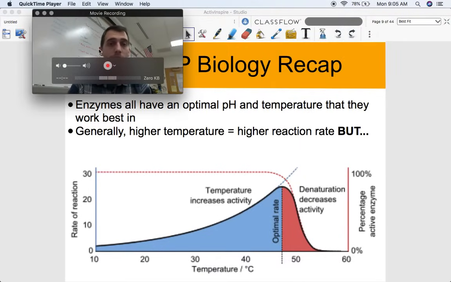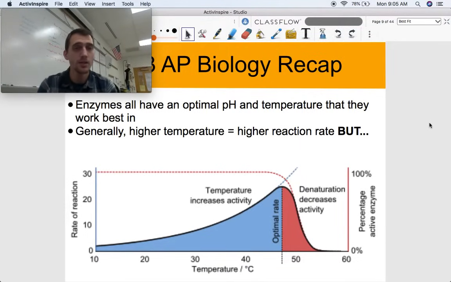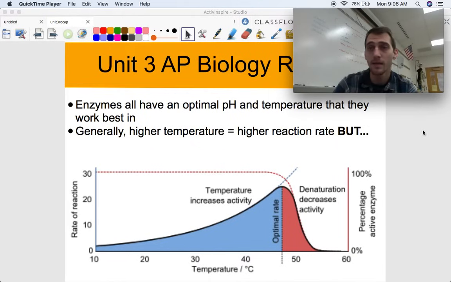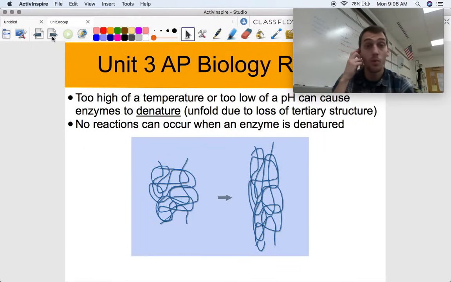Okay? Enzymes all have, as I mentioned before, an optimal pH and a temperature that they work best in. Generally, higher temperature equals a higher reaction rate. So this is one factor that will affect enzyme function: temperature. So why do you have to maintain 98.6 degrees Fahrenheit or 37 degrees Celsius body temperature all the time? Well, it's because your enzymes need that temperature in order to work properly at the rate that they're supposed to. And generally speaking, when we're talking about regular chemistry, a higher temperature results in a faster reaction. And that's true for biology, but remember what we talked about in Unit 1, too.